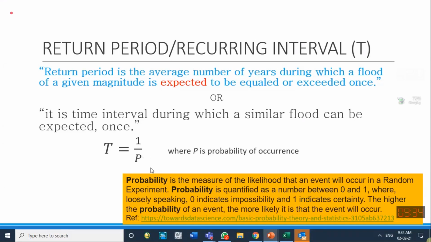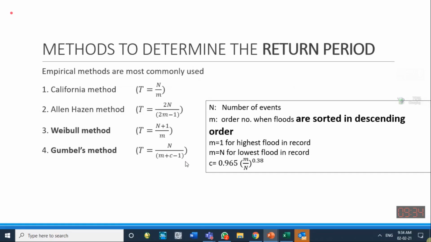If we take the inverse of the probability, we get the return period, and there are different methods to calculate the return period for a series of data. These methods are not limited to rainfall or flood events. These are general methods which can tell you the return period for a series of data of a random experiment, for example, rainfall or flood.